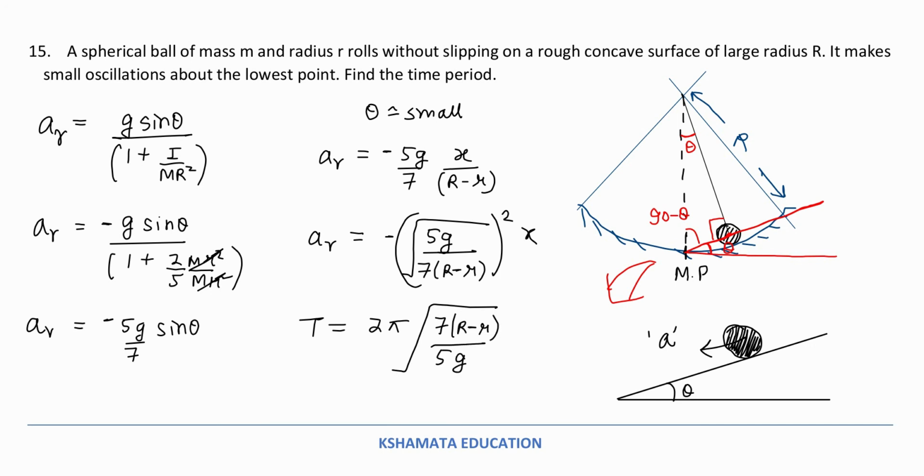So this is going to be the time period of SHM for the small spherical ball which is placed inside a concave surface, where we are considering the rotational aspect as well. With this we come to an end of the problem solving session for simple harmonic motion.